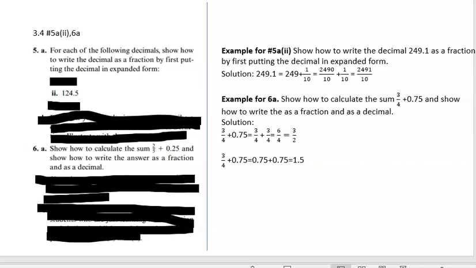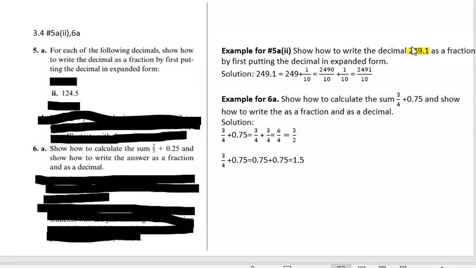Section 3.4, homework number 5 and number 6. For these questions, we're practicing the conversions between fractions and decimals. For example, we are given a decimal 249.1. We want to write it as a fraction. So what should we do? Now, there are different ways we can do it.